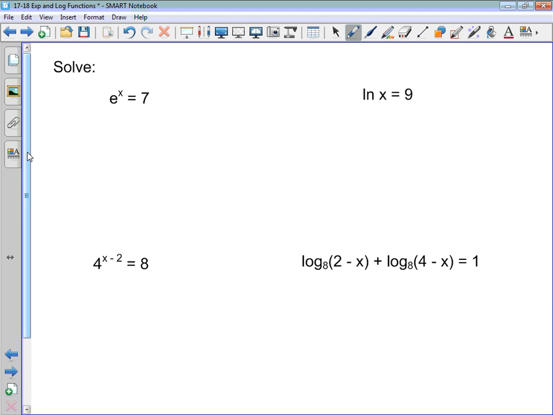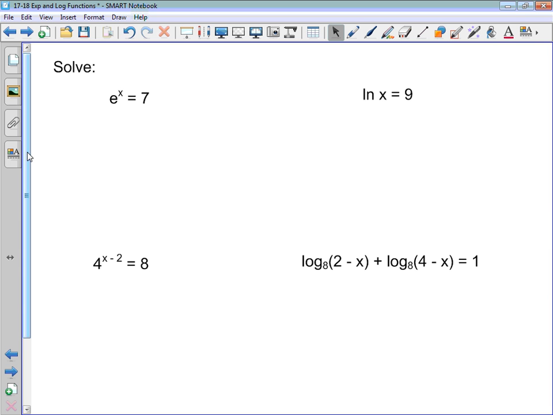We want to be able to solve equations that involve exponential functions and logarithmic functions. So we'll start pretty simple here. Let's say I've got this exponential function, e to the x equals 7. I want to solve this thing for x. The process that we're going to use is we're going to work on both sides of the equation at the same time. We are going to do opposite operations.